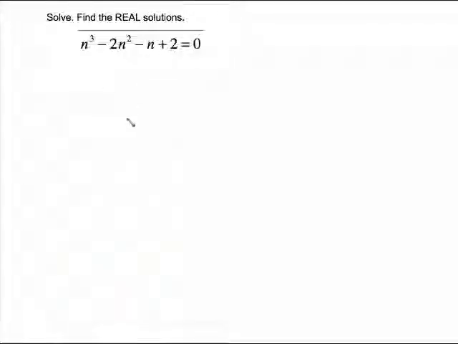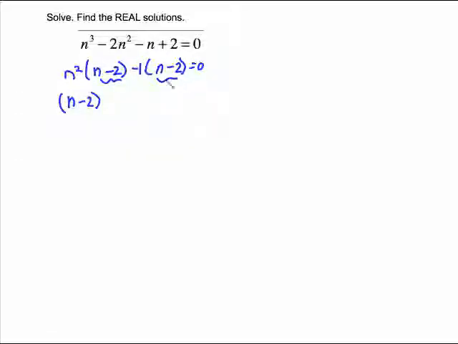Same directions, find the real solutions. The factoring here is a little bit different because this is four terms, and you know we're going to factor by grouping. Take an n squared out of the first part. All I can take out of here is a negative 1, which gives me n minus 2 in the parentheses. Bring the n minus 2, which is in common inside the parentheses, out front. And what's in your other parentheses is n squared minus 1. The n squared minus 1 is the difference of two squares, which factors as n plus 1, n minus 1.